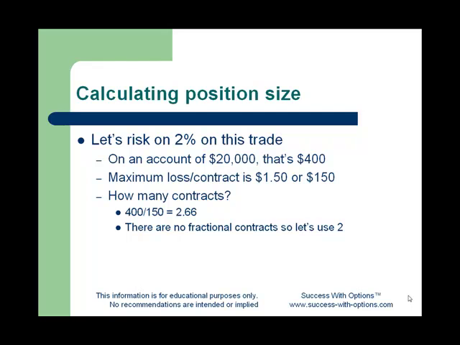Okay, if we're standing to make a 50-cent credit on the trade and we have a $2 wide spread, then we are risking $1.50 or $150 a contract. So how many contracts can we take at that amount of loss per contract? With a $400 maximum loss divided by our $150 per contract loss, we can take 2.66 contracts. However, there's no fractional contracts, so we'll have to just go with 2. So at this point, we will decide that we're going to allocate 2 contracts to this particular trade.